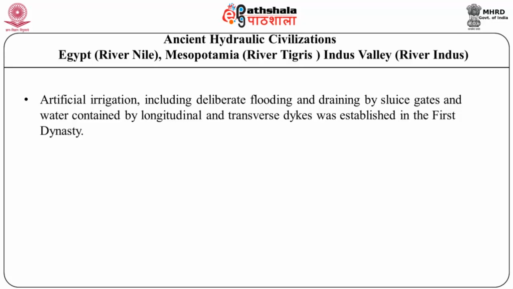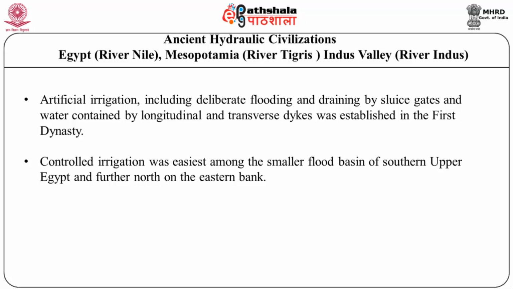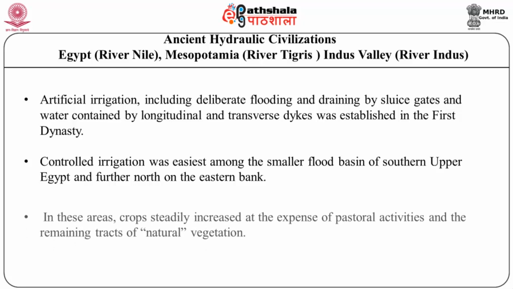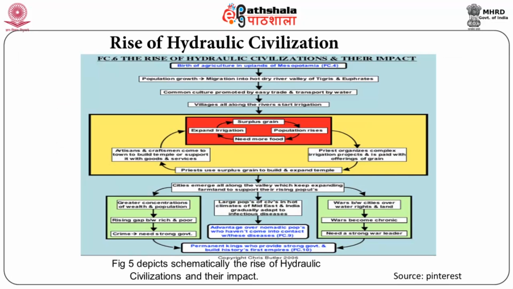The artificial irrigation, including the deliberate flooding and draining by sluice gates and water contained by longitudinal and transverse dikes, was established in the first dynasty. Controlled irrigation was easiest among the smaller flood basins of southern Upper Egypt and further north in the eastern banks. In these areas, crops steadily increased at the expense of pastoral activities and the remaining tracts of natural vegetation. Figure 5 depicts thematically the rise of hydraulic civilization and their impact.